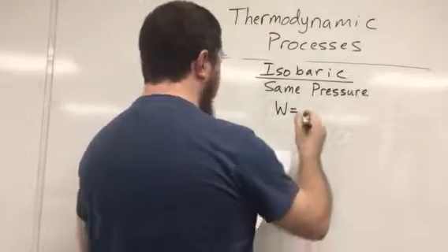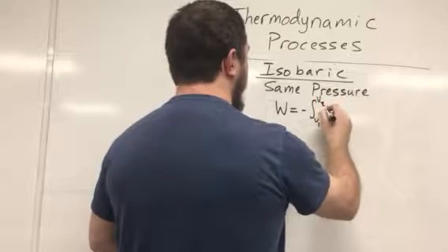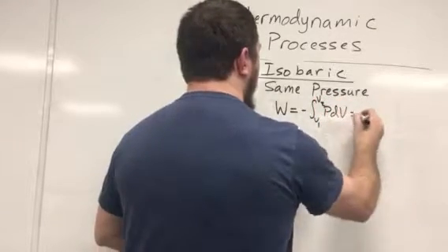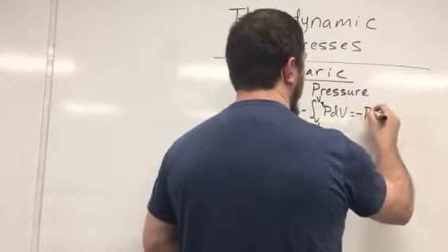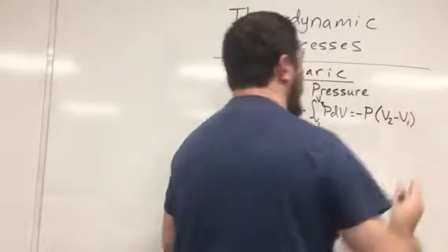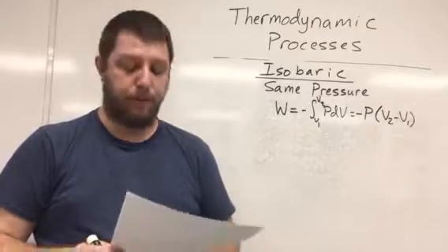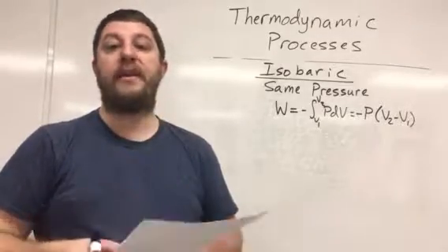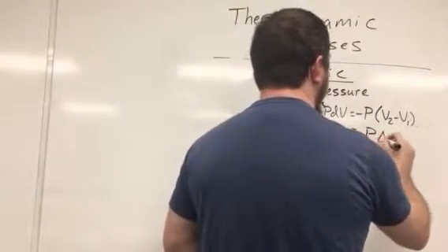And again, the work is negative the integral from V1 to V2 of P dV. But if P is constant, then I can pull that out of the integral. And this just becomes negative P times the difference between V2 and V1, or P delta V, right? So this is going to be negative P delta V.